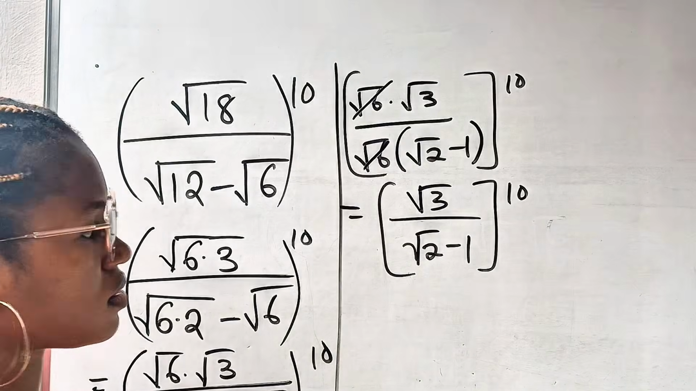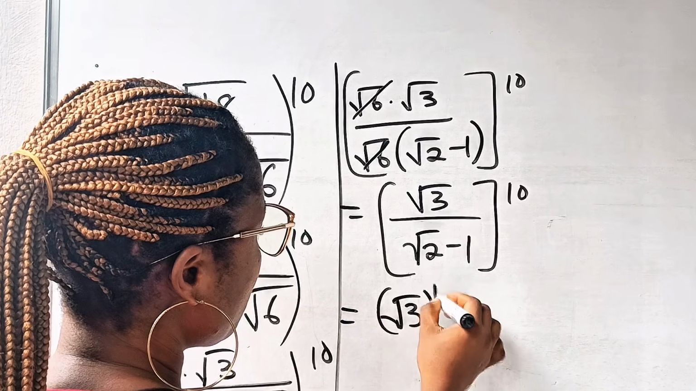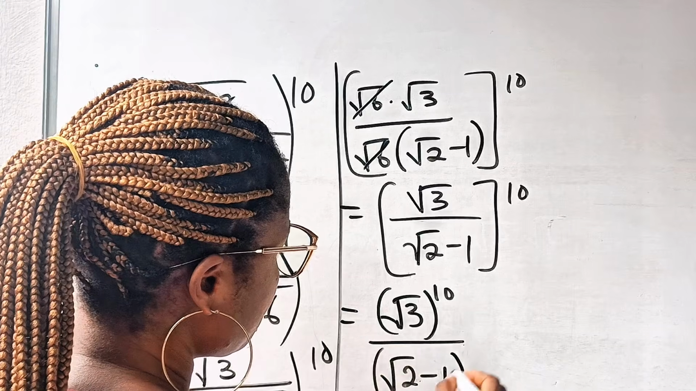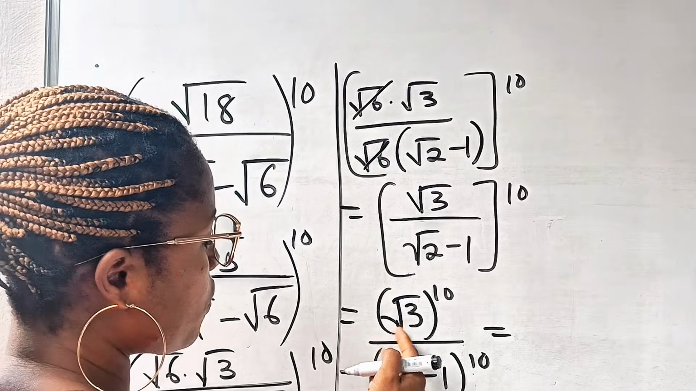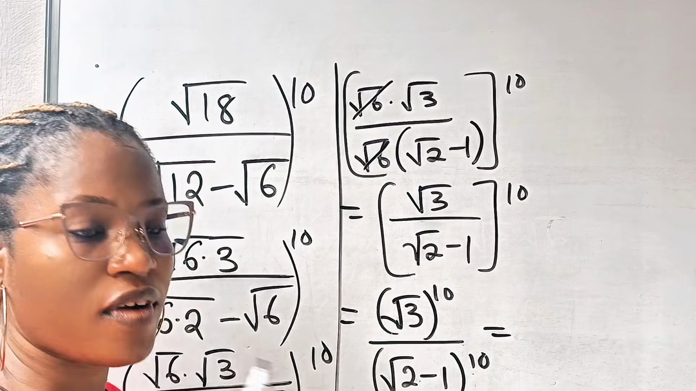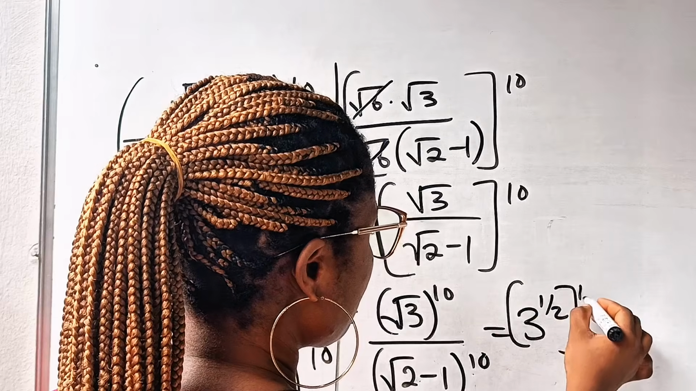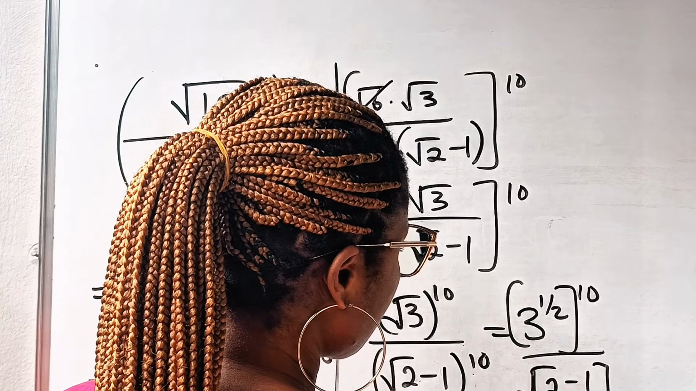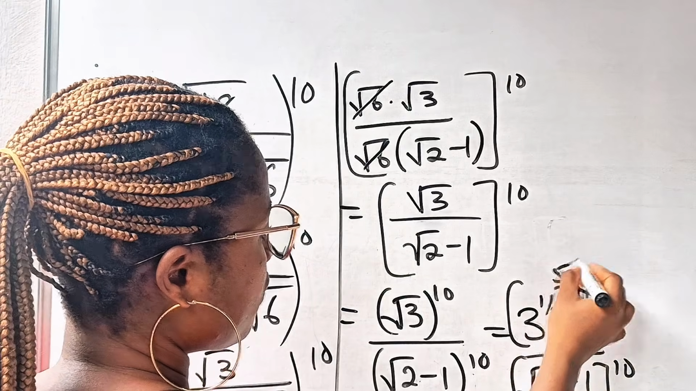Now let's split this. We can write this as root 3 raised to the power of 10 over root 2 take away 1 raised to the power of 10. This can be further simplified as the square root of a number is that number to the power of half. So we have 3 to the power of half raised to the power of 10 over root 2 minus 1 raised to the power of 10. So this, we remove this, we have 5.